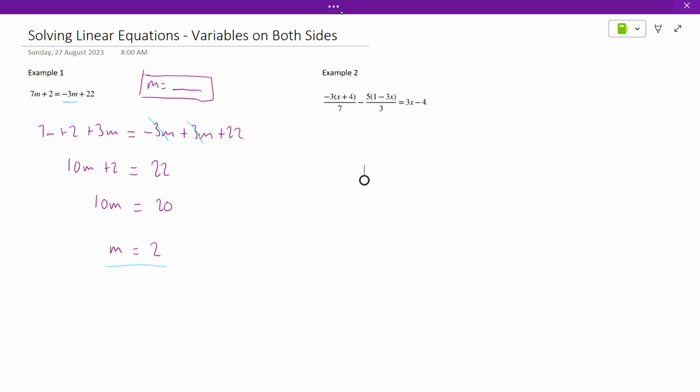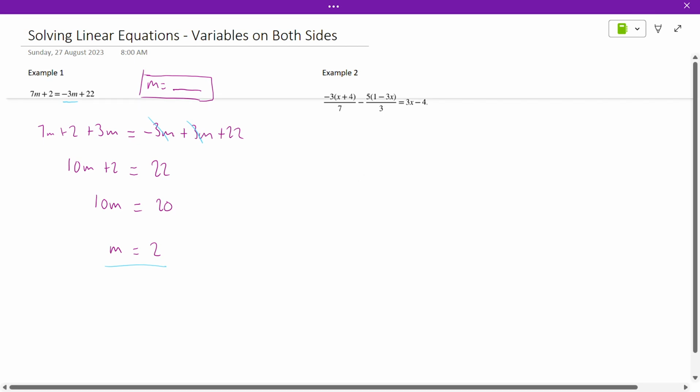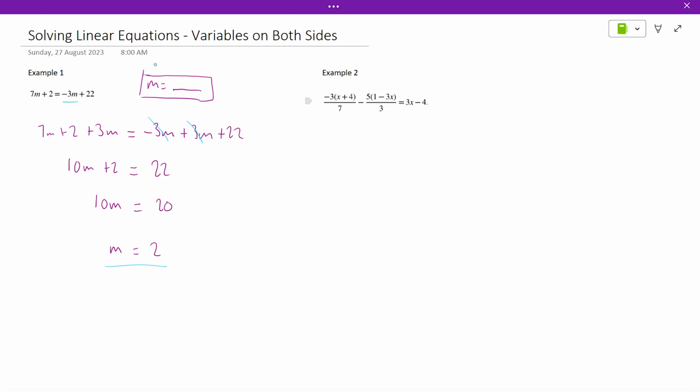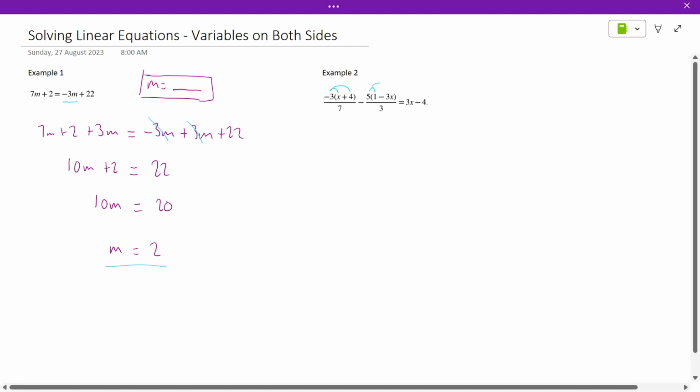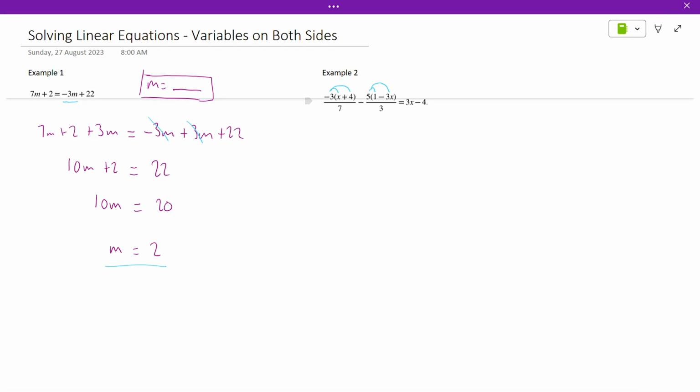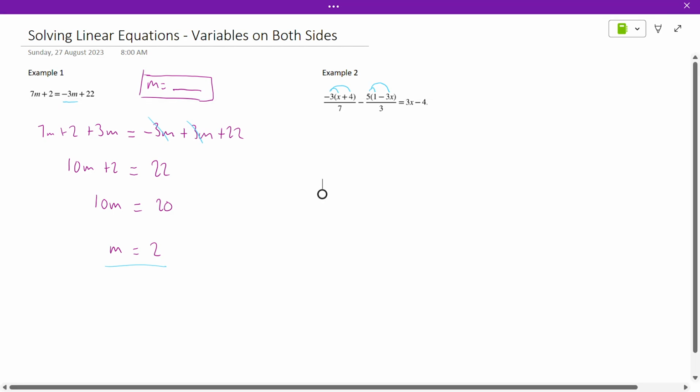So let's simplify. Let's simplify the numerators of both fractions here. So I've got a negative 3 times x and a negative 3 times positive 4. Then the next fraction, I've got a 5 times 1 and a 5 times 3x. So let's do that just to start.